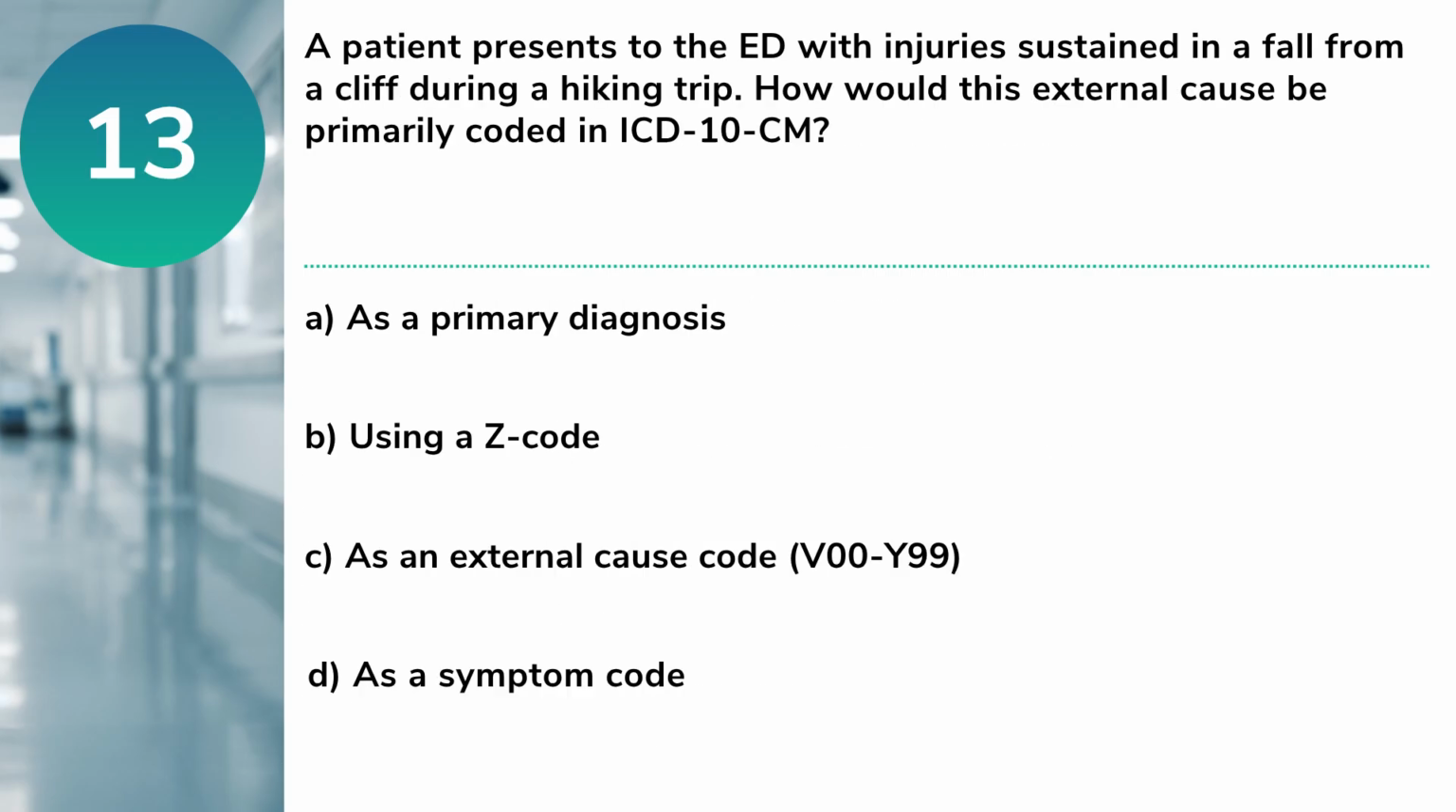Question 13. A patient presents to the ED with injuries sustained in a fall from a cliff during a hiking trip. How would this external cause be primarily coded in ICD-10-CM? A. As a primary diagnosis. B. Using a Z code. C. As an external cause code, V00-Y99. D. As a symptom code.